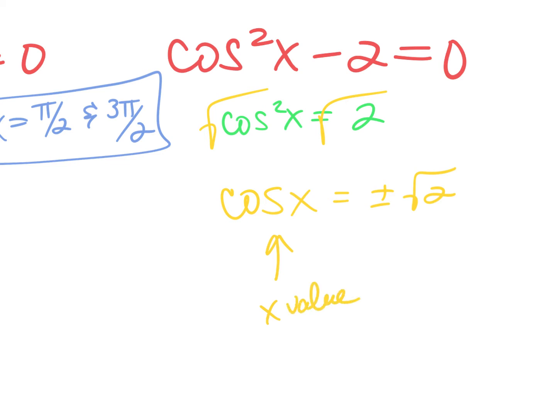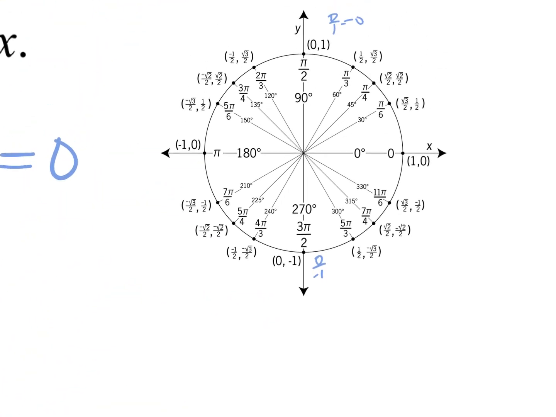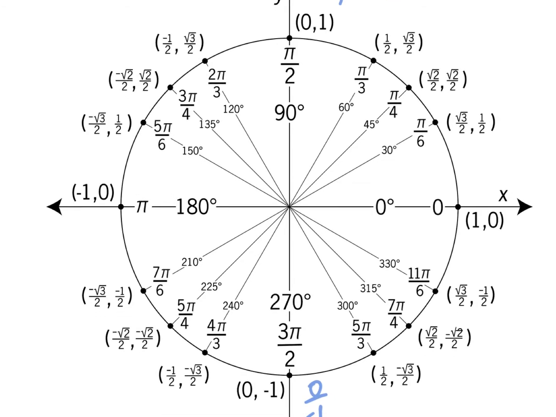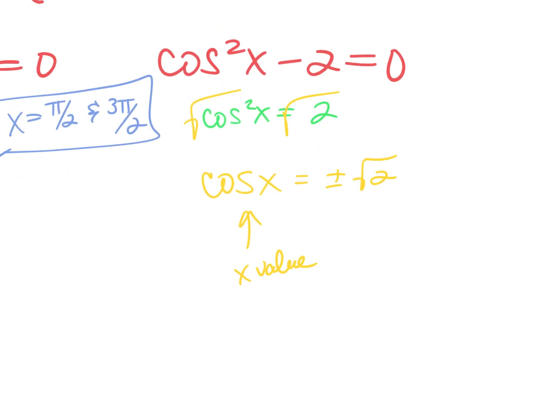Are there any x values on the unit circle that are just either positive or negative square root of 2? This is not a trick question. Do you see any x values that are just square root of 2 or negative square root of 2? No. So guess what this is? Undefined.